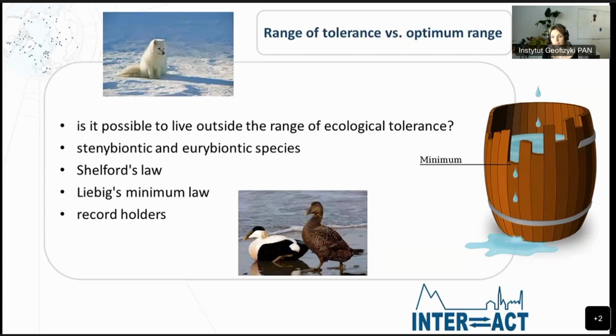Another thing, species in general can be divided into stenobiontic and eurybiontic types of species. Stenobiontic are much less resilient. They thrive in a very specific set of conditions, but outside of them, they're not able to survive. And eurybiontic are much more tolerant, we might say, but also usually less specialized.